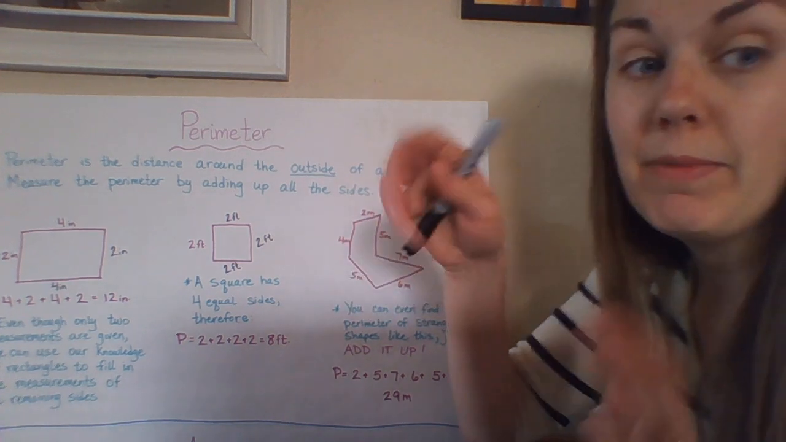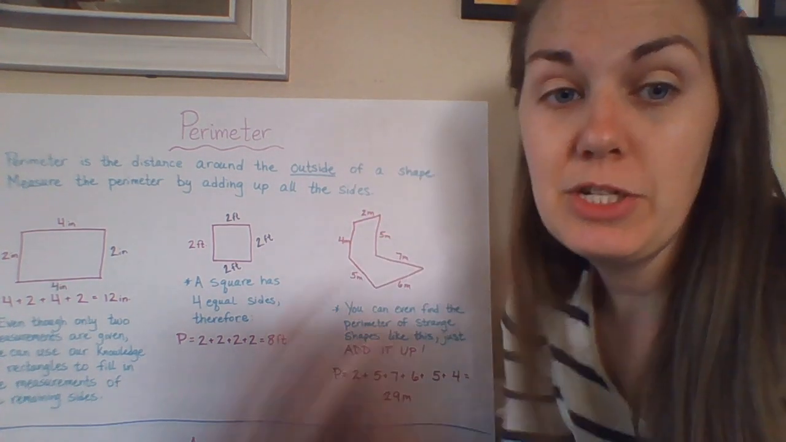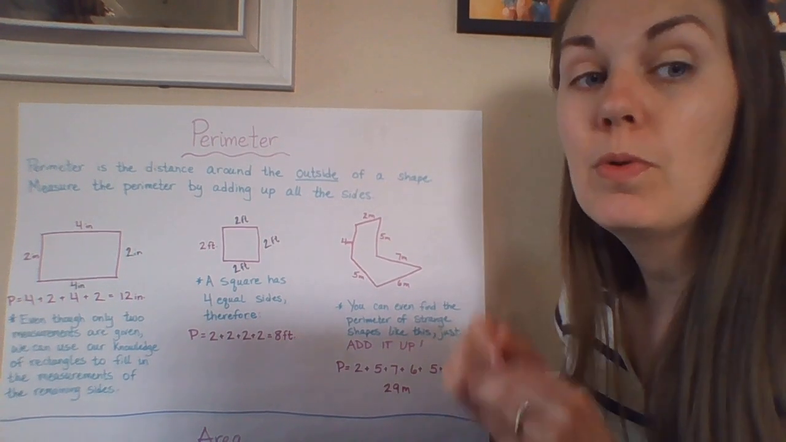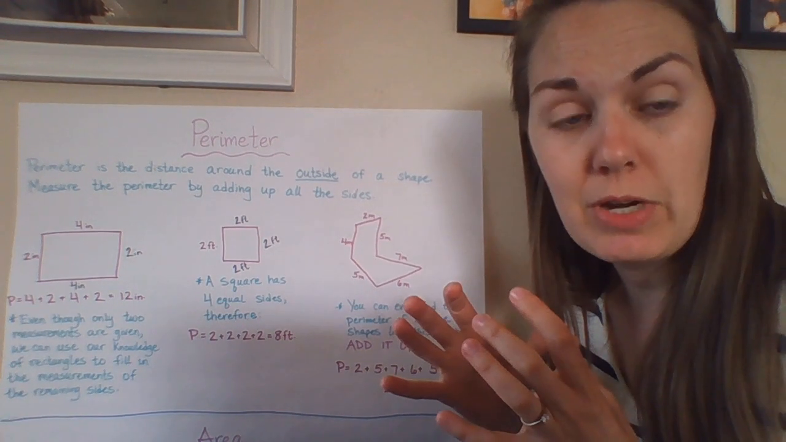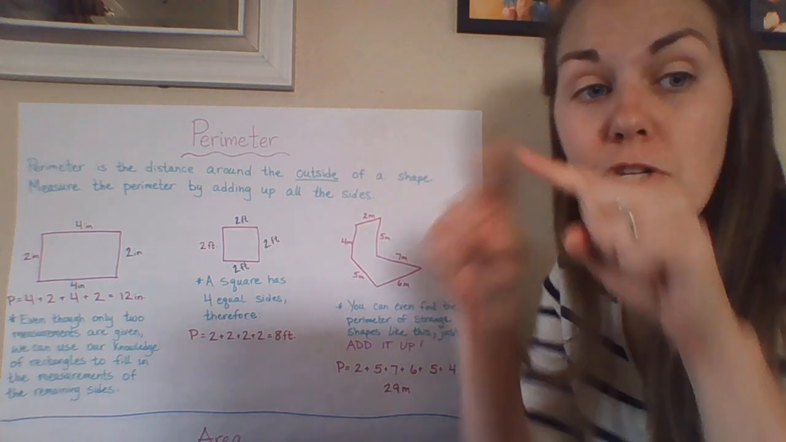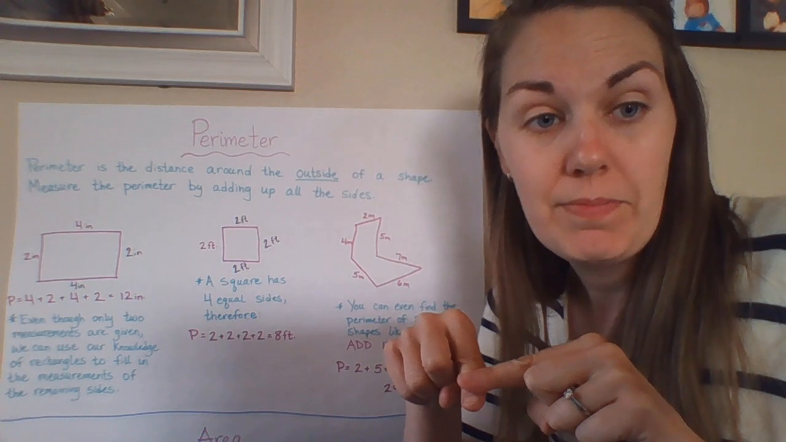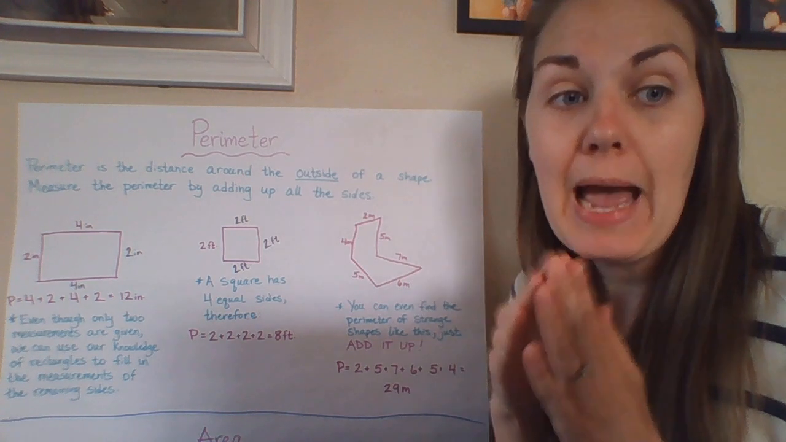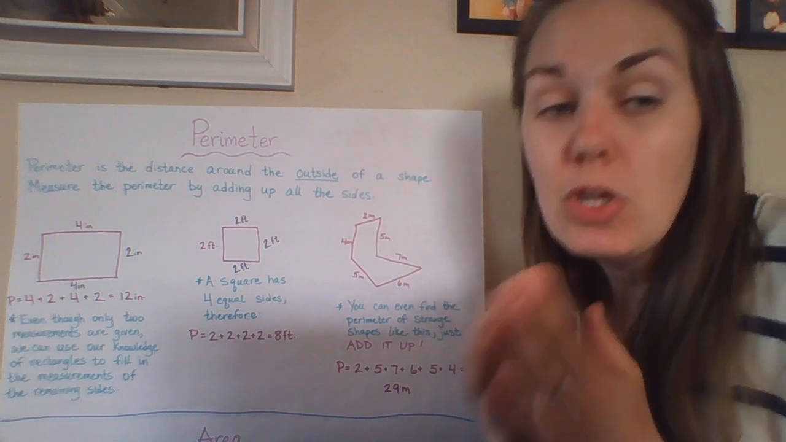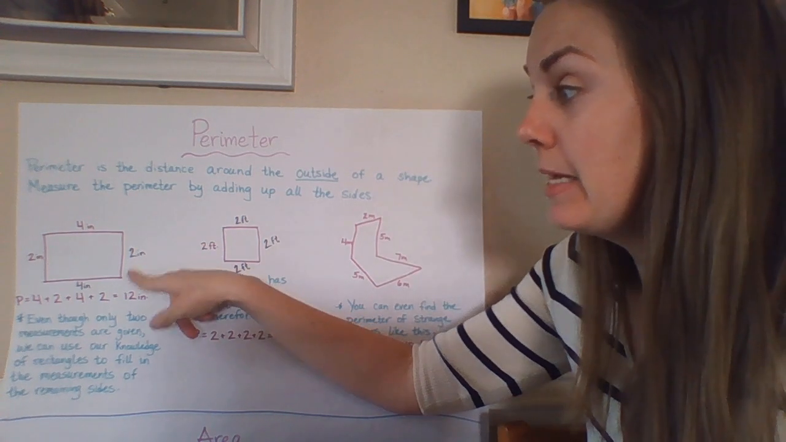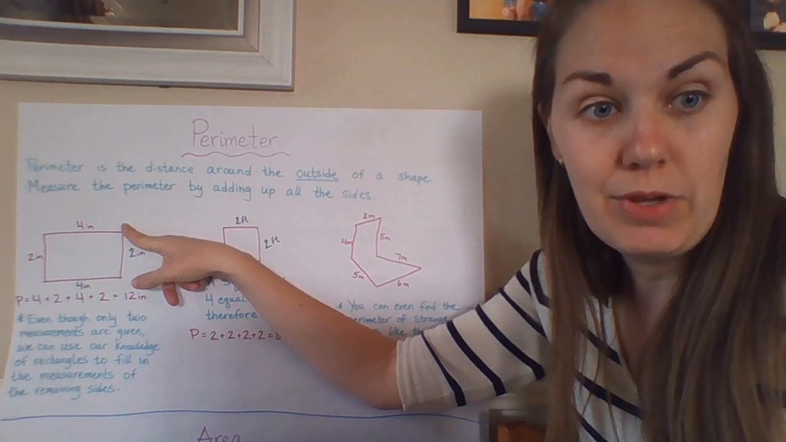Okay? I'm going to switch gears before we get into your book and talk a little bit about area now. So the main takeaway that I want you to get from perimeter is that you're measuring the distance around the outside of a shape, and you get the perimeter by adding up all the sides. You can use what you know about some shapes to find any numbers that they don't give you.